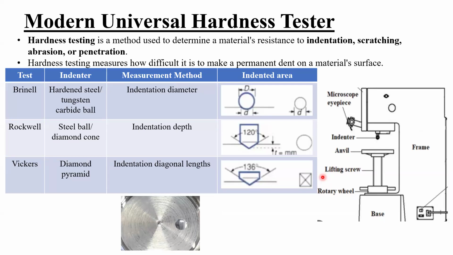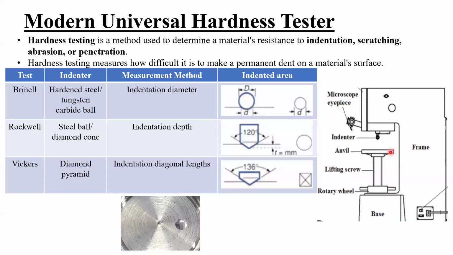As I said earlier, Brinell and Rockwell: if you want to go ahead with separate machines, that's absolutely fine. But nowadays the QA, quality assurance or quality control teams use the modern universal hardness tester, where you just change the indenter at the bottom. Brinell has a ball at the bottom, and Rockwell has a diamond cone at the bottom. So I'll just let you know.